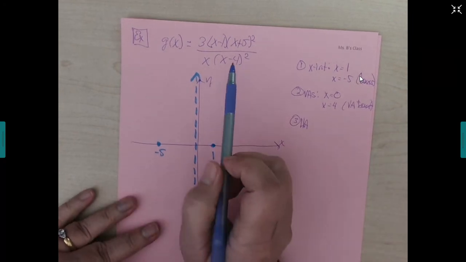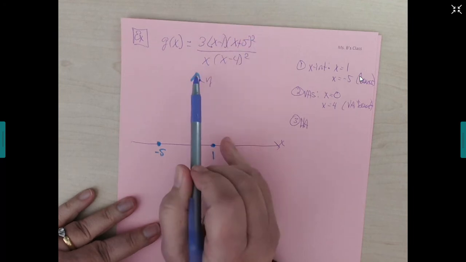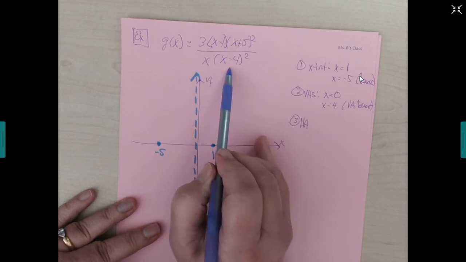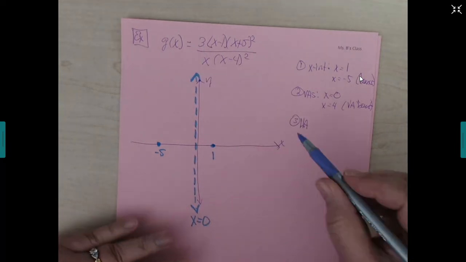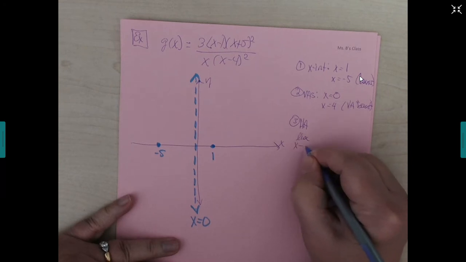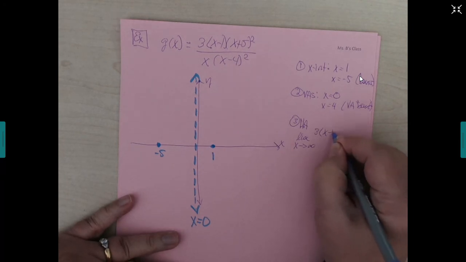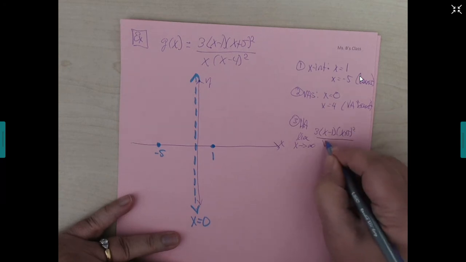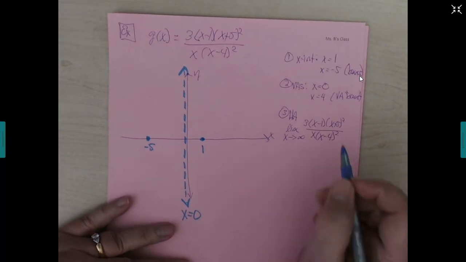All right, number 3, horizontal. Let's just look at it. Overall degree of numerator, 1, 2, 3. Overall degree of denominator, 1, 2, 3. So they both have an equal degree, which means it should just be the coefficient. But we have to do it this way. You will have to absolutely describe it like this. The limit as x approaches infinity of 3 times x minus 1 times (x plus 5) squared all over x times (x minus 4) squared. Okay, this is what we want to see right here.